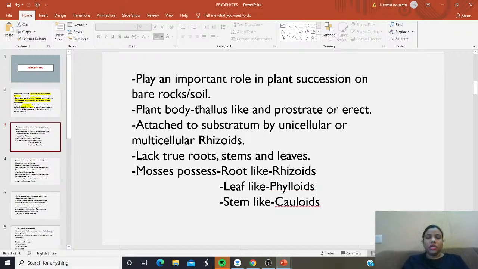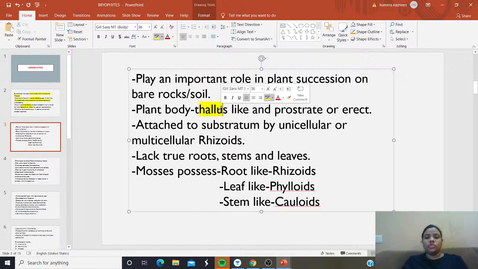And how is the plant body? The plant body is thallus-like, and it may be prostrate or it may be erect. It is attached to the substratum. And how are they attached? They are attached by unicellular or multicellular rhizoids. And they don't have true roots, stems, and leaves.